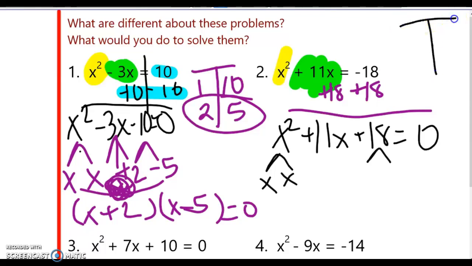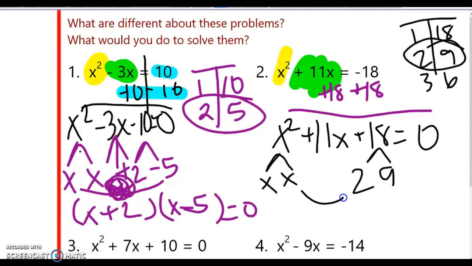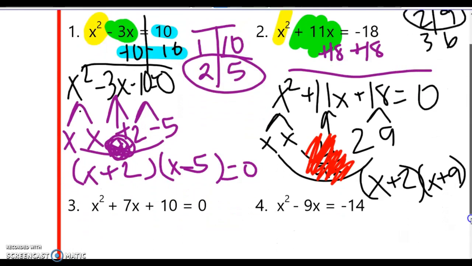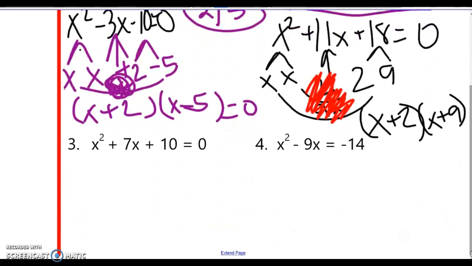Ooh, what's going to give me 18? 1 and 18, 2 and 9, 3 and 6. Anything else? No. All right, plus and plus. So it multiplies to give me 18 and adds to give me 11. Did you come up with that? So I get 2x, 9x. Does that give me 11? It does. I don't use this stuff in my solution, that's just my work. So x plus 2, x plus 9. All right, do 2 more on your own, and I'm going to come back and just flash the answers.